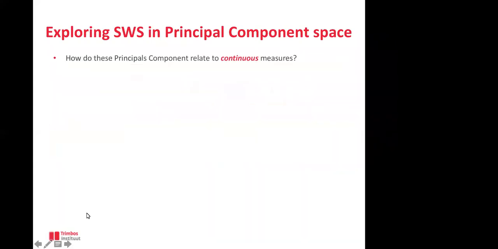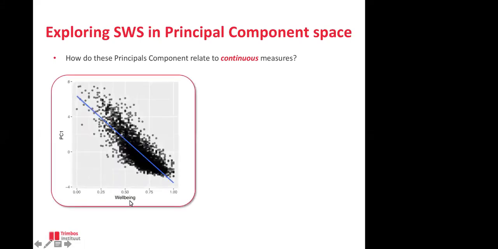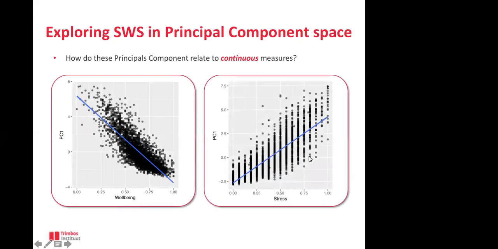Now, there's a way to visualize these relations, of course, the individual items to these principal components. So if I look at well-being, which was strongly correlated to the first principal component negatively, we indeed see that there's a fairly strong fit between well-being and the first principal component. The other way around, if you look at again at the first principal component, but now plot stress on the x-axis, we see that there is a positive correlation.